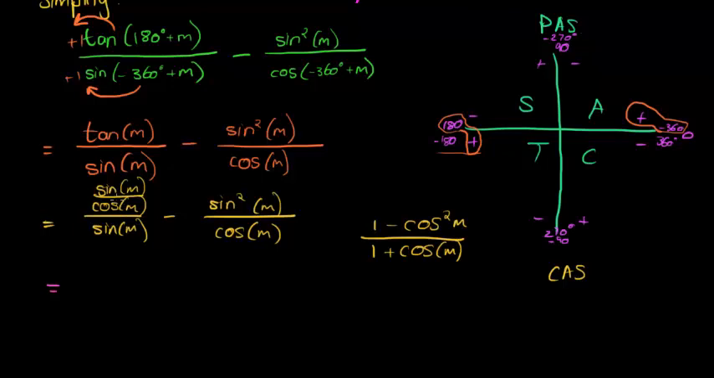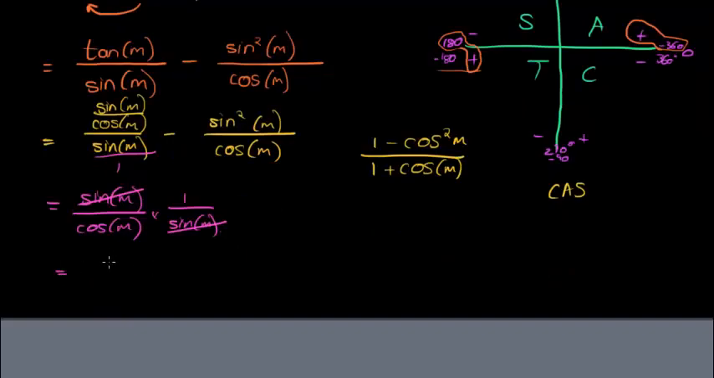Okay, so what I have here is a fraction divided by a fraction, so I flip and multiply: sine m over cos m multiplied with 1 over sine m. What you actually notice here is that the sine in the numerator will cancel with the sine in the denominator. So you can shorten a step by just doing that. So I have left 1 over cos m.